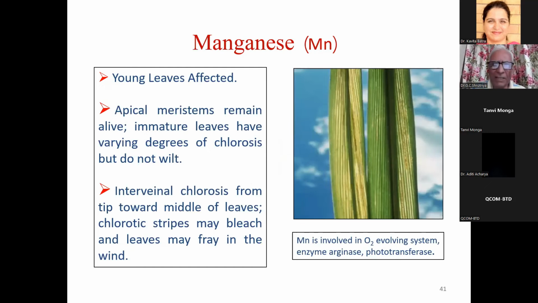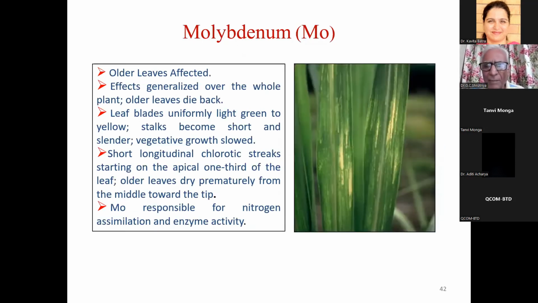Manganese. You see young leaves, and you see white strips in between the veins of the leaves. So this is the type of manganese deficiency. You will see intervenal chlorosis, this is called. And this type of chlorosis you will see because of manganese deficiency. Next, please.